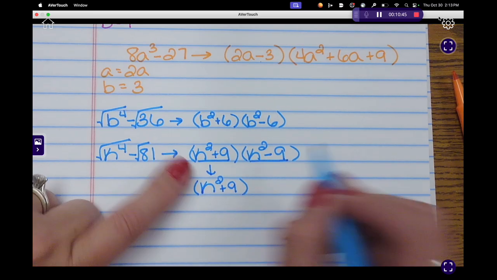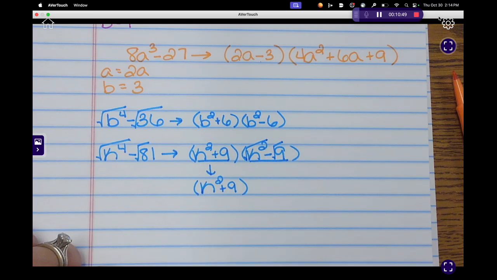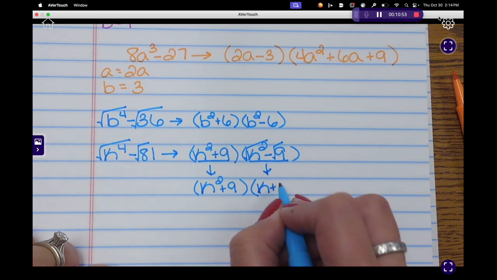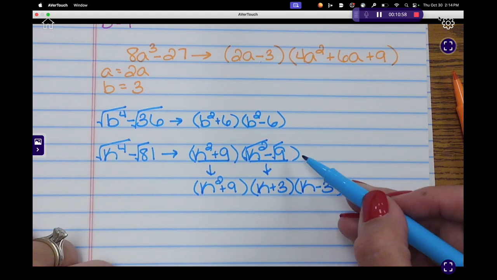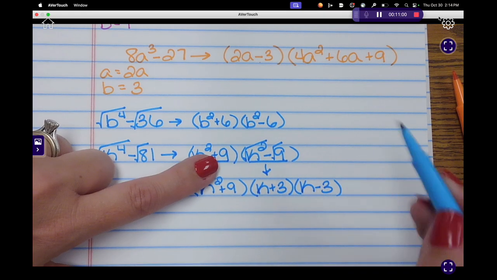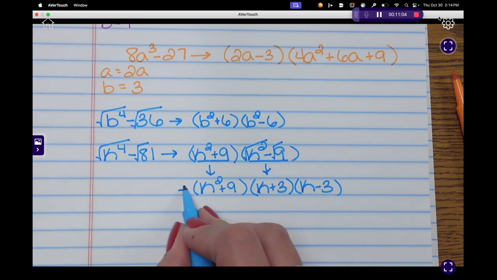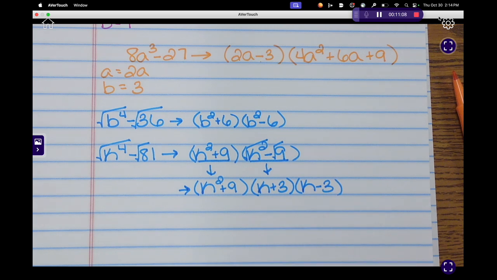But I can factor k squared minus 9 again because these are now both perfect squares. This is what I mean by factoring all the way. Just make sure you always double check your answer. If you end up with another difference of squares, or even a difference of cubes, make sure you factor it again if you can. So this one actually has 3 factors. That's what I mean by factoring all the way out.